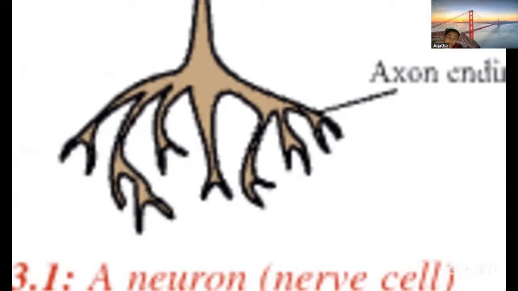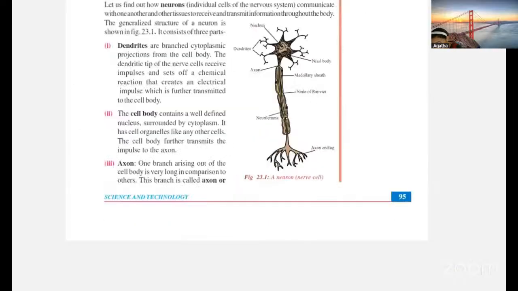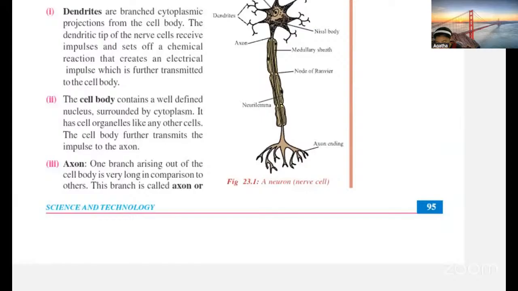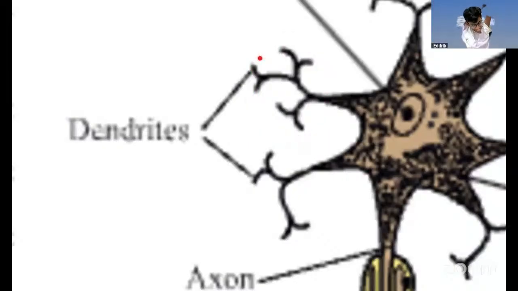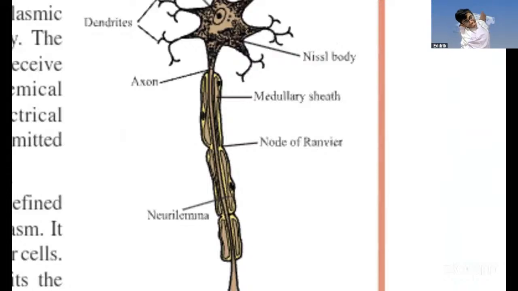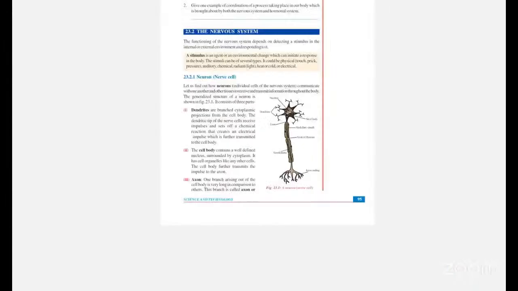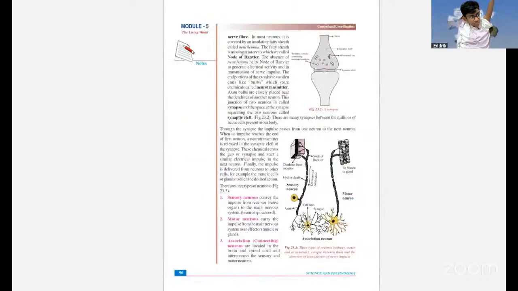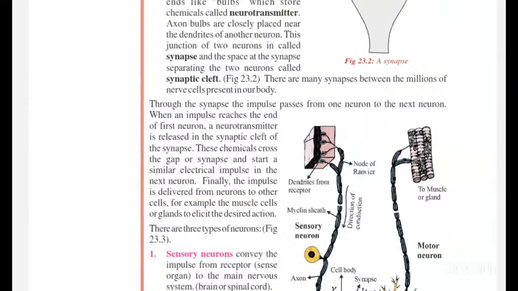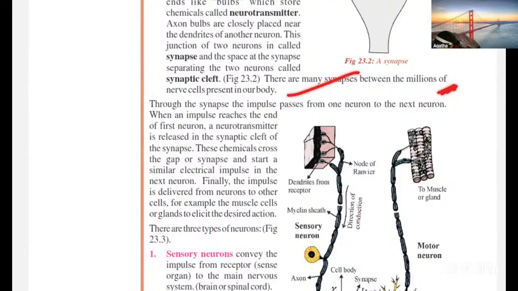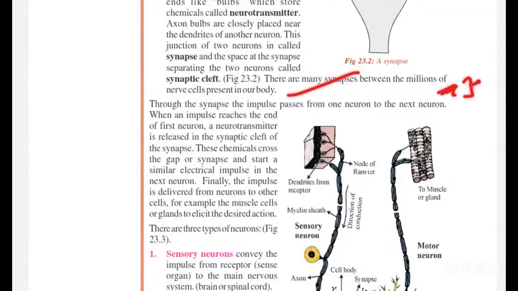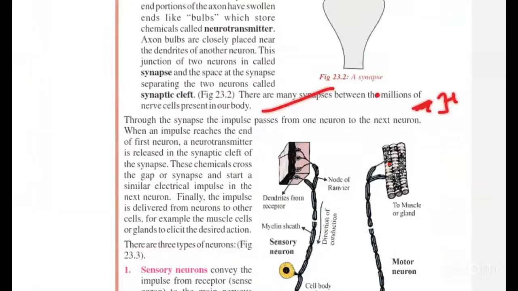Where are those dendrites and all? These are the dendrites. On the top of the neuron, there are some hair-like structures. That is dendrites. Everyone got this? Any problem, guys? Sir, where is the neurotransmitter actually happening? Neurotransmitters happen between the synapse, in the gap between the axon and the dendrites.